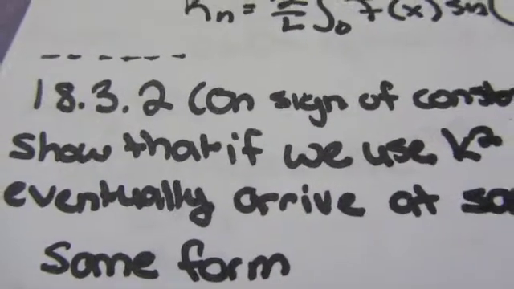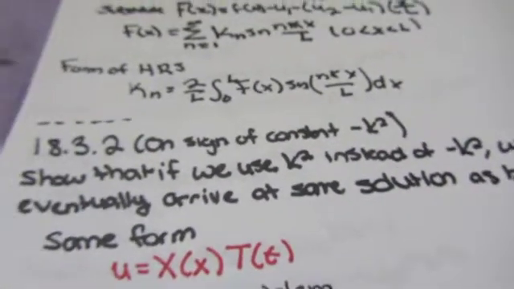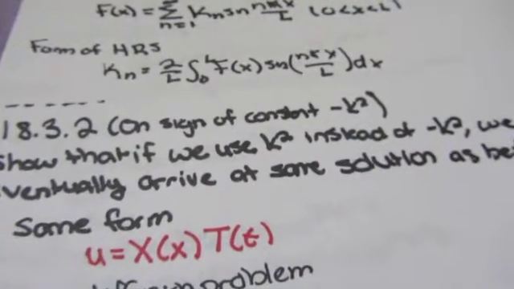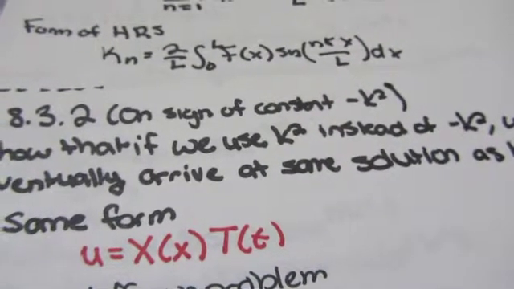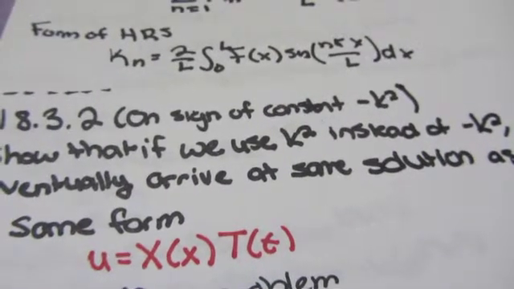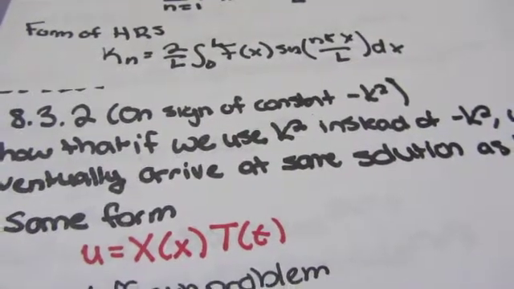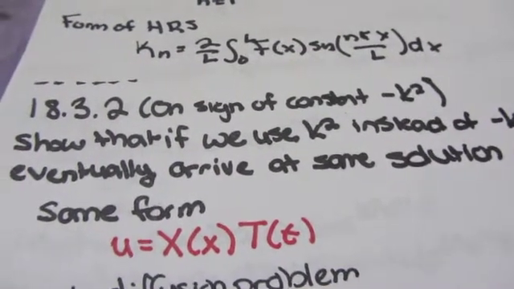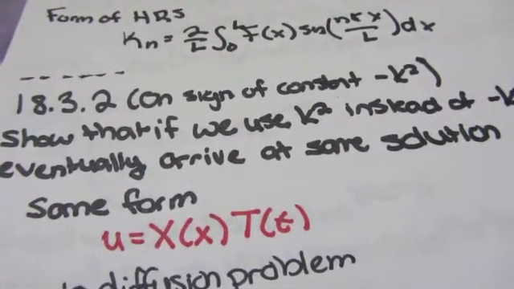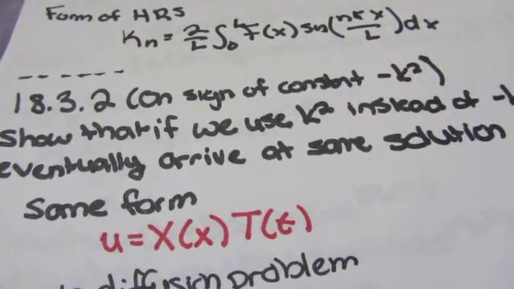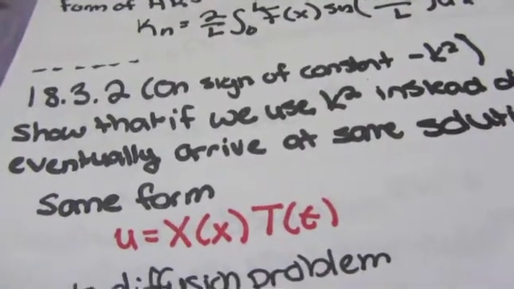So the question tells us to show that if we use k squared instead of negative k squared, that we will eventually arrive at the same solution as before. And actually, Greenberg notes within one of his comments at the end of this example that the rule of thumb would be to choose a sign, whether it be positive k squared or negative k squared, but then to look at the ordinary differential equations that arise from that sign to see which one would make more sense and be more logical and easier when solving the problem. But the problem is generally solved in the same way.